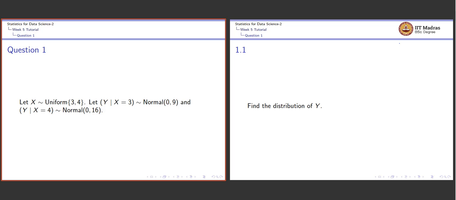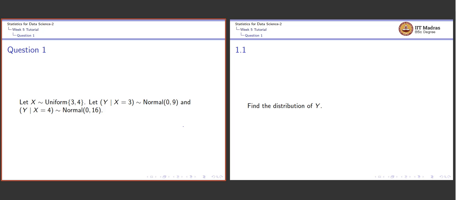So this is the first question of week 5 tutorial. It is having two sub questions. So first of all we'll see the information given in question 1. Let x be a uniform random variable between range 3 and 4. Let y given x equals 3 be a normal 0, 9 distribution, and y given x equals 4 is a normal 0, 16 distribution.